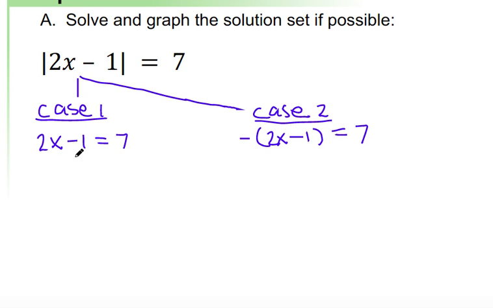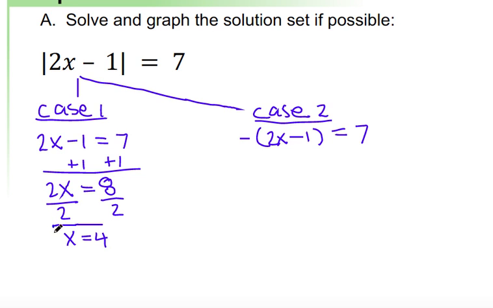All right, let's solve case 1. To solve this, I want to get that 2x by itself, so I'm going to add 1 to both sides. This minus 1 and positive 1 cancel each other out. So I end up with 2x is equal to, 7 plus 1 is 8. And now I'm going to divide both sides by 2. This cancels to 1. I end up with x equals 8 divided by 2, which is 4. Okay, so in case 1, I get x could equal 4.